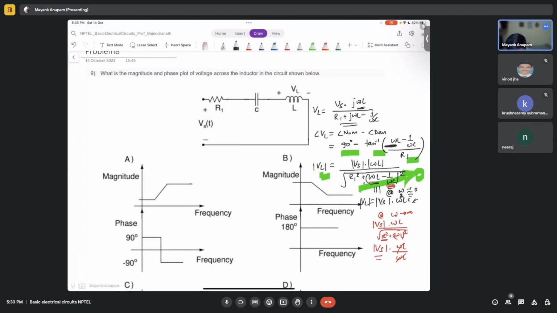1 by 0 is infinity, right? So minus 1 by 0 is minus infinity, right? This will go to minus infinity, correct? So what is tan inverse of minus infinity? It is minus 90 degrees, isn't it?